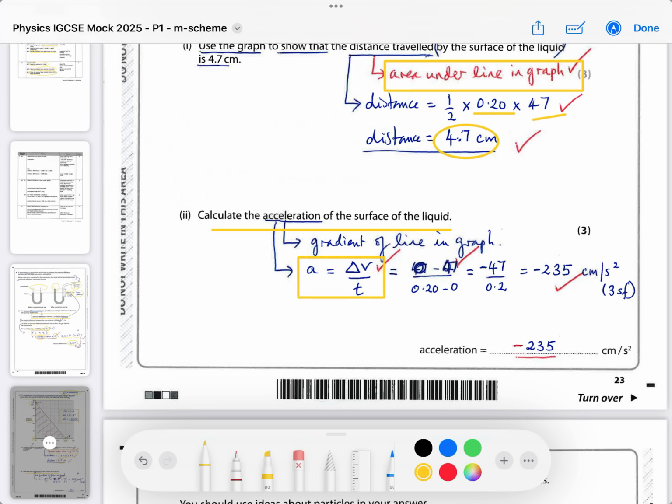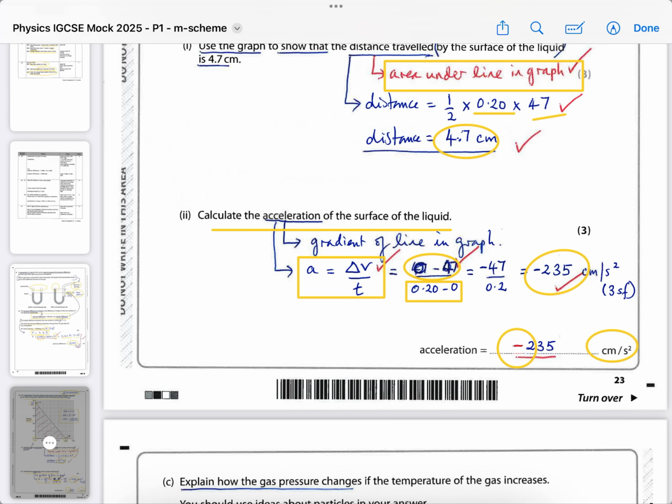I've shown you how you get the change of velocity. 0 minus 47 is the change of velocity, and it took 0.20 seconds to do that. You put the two values in and you'll get minus 235 centimeters per second squared. So that gives you the units for acceleration, it's always per second squared, in this case centimeters. Now, technically, it should be a minus sign, but it doesn't look like the examiners are worried about the sign of the acceleration because it is slowing down.